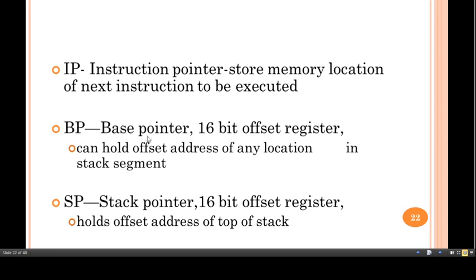BP is the base pointer. It is a 16-bit offset register, and this base pointer is used to hold the offset address of any location in the stack segment. Next is the stack pointer, SP. It is a 16-bit offset register and it holds the offset address for the top of the stack.